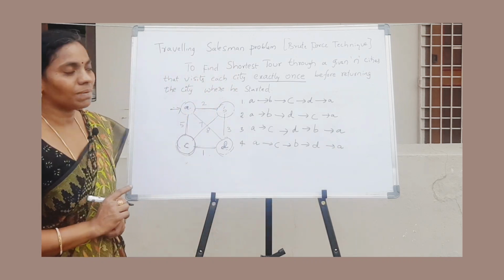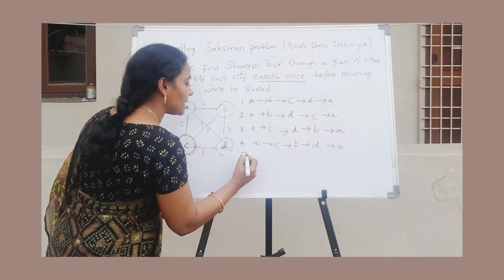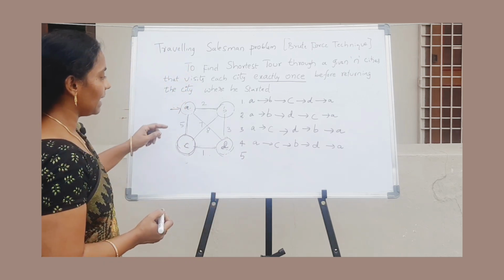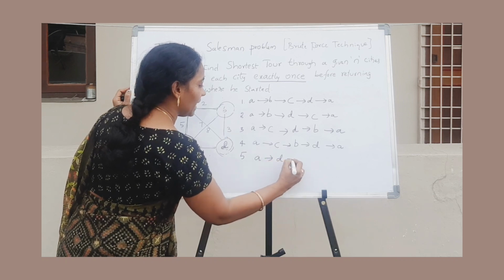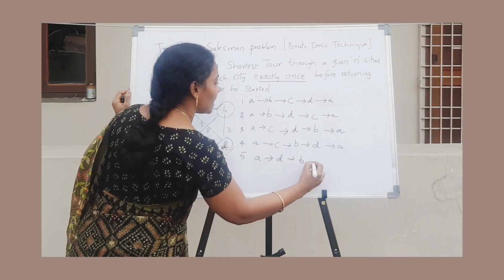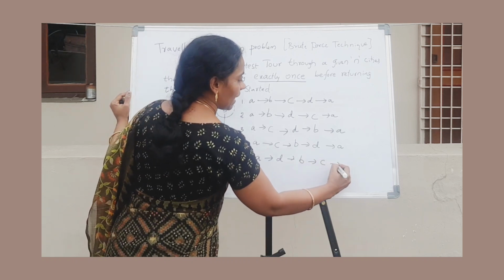So this is one possibility that the traveling salesman has, and the other two possibilities are: he starts his journey from A and then visits D, from there he visits C, B, and then A.